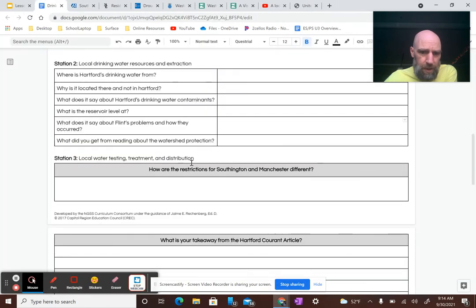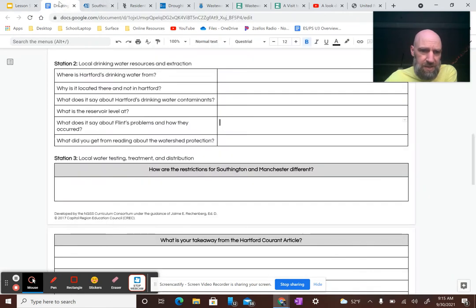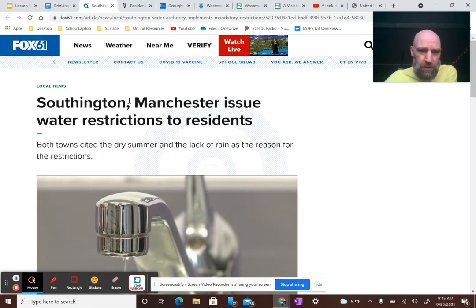Sweet. All right. For station 3, we go like this. Slide 12. You got to open up these links right through here. The first one says, how are the restrictions for Southington and Manchester different? That's this first article. Give this a read. That will tell you how they're different.